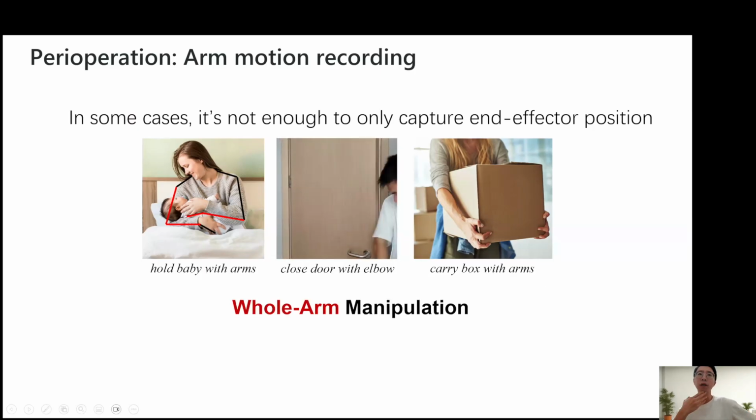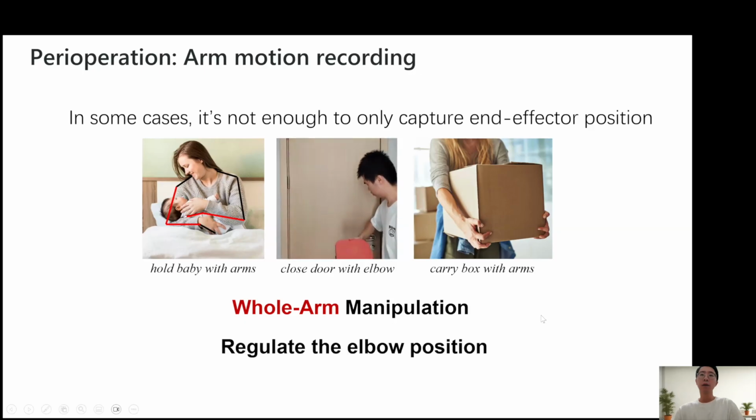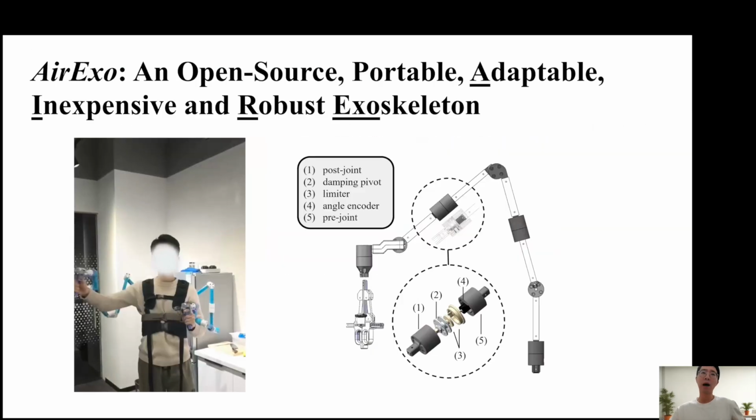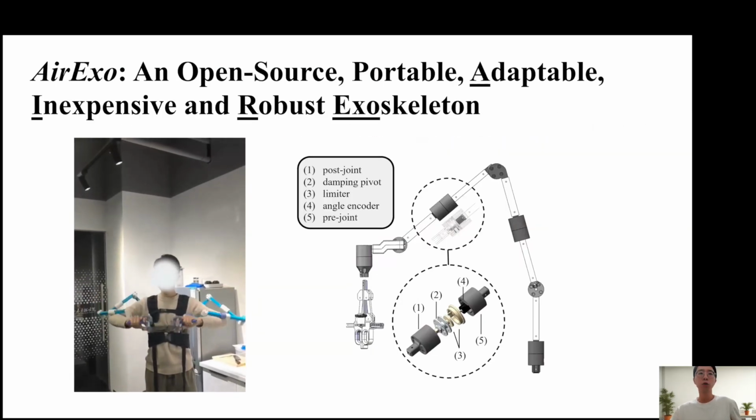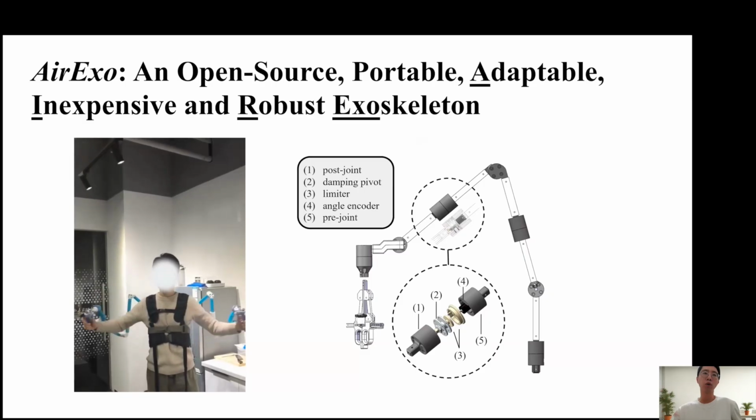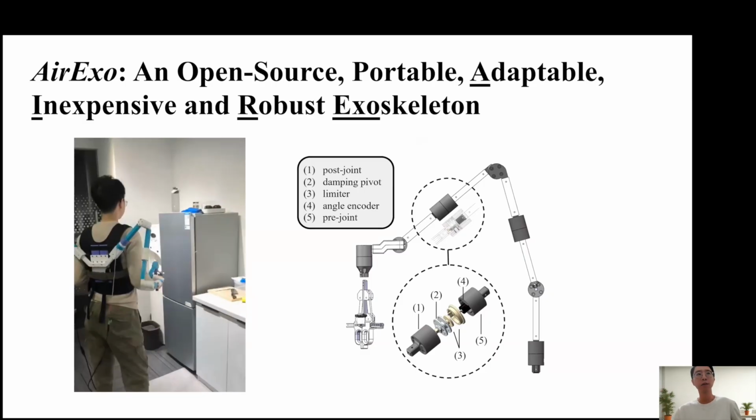And sometimes we want to regulate the position of our elbow. For example, when we are carrying some objects with both of our hands, but we need to close the door, we can use our elbow. So given these two scenarios, we try to build some arm exoskeleton. Here we call it Air Exo, to capture the arm motion when we are doing daily manipulation.